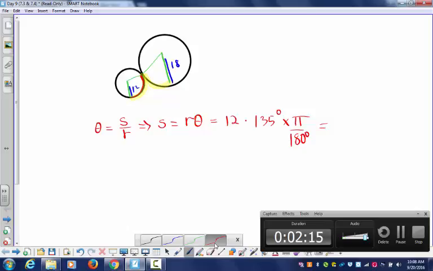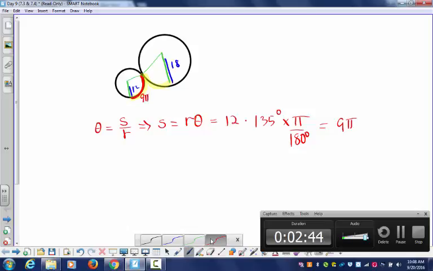And that S ends up being what? Somebody have that from the answer key? That S ends up being 9 pi, if we multiply that out and leave it in exact form. 9 pi. Any questions on that? So it's telling us that this distance right here is 9 pi. That's how long that is.